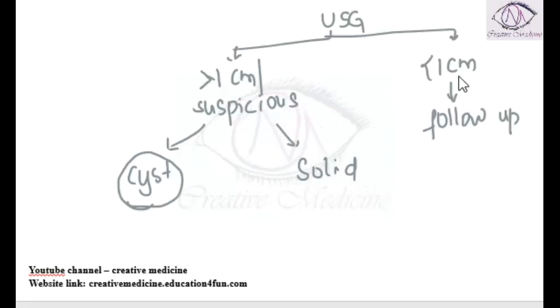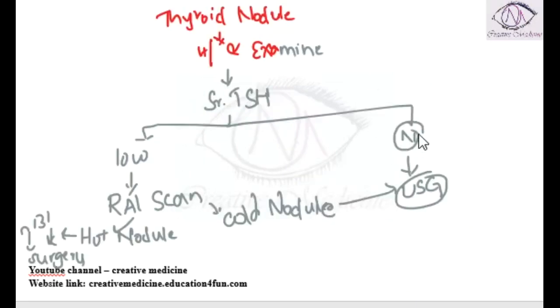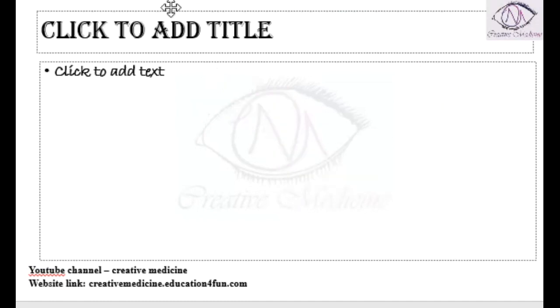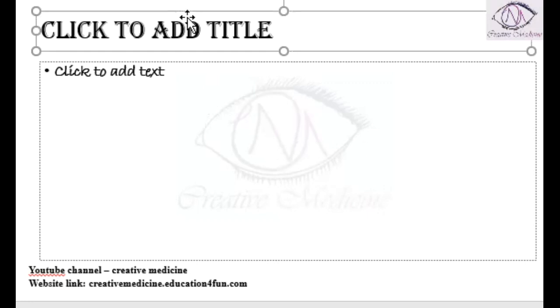Now second is if the lesion has normal TSH or it is a cold nodule, and on ultrasonography you have found it to be more than 1 centimeter or suspicious, but it is a solid lesion. Now if you have found it to be a solid lesion, then you should do an FNAC.